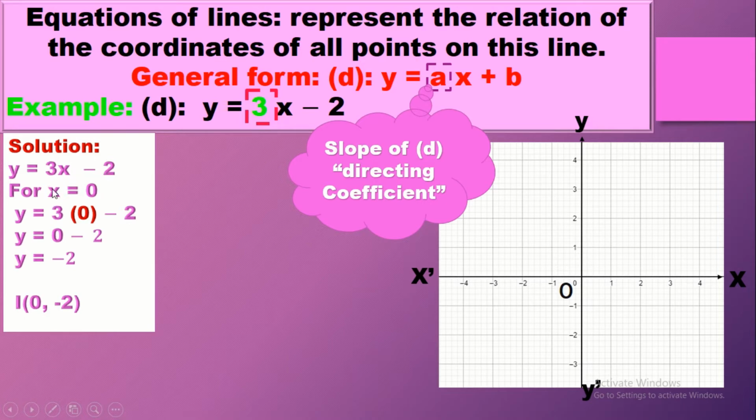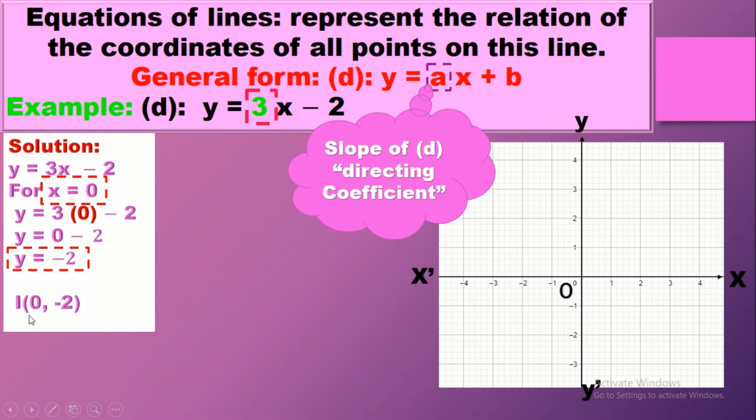For example, for x equal 0, y equals what? 3 times 0 minus 2. Now we multiply them. 3 times 0 is 0, minus 2 we copy it. 0, it does not affect neither in minus nor in plus. So y equals minus 2. What are the coordinates of this point right now? 0, minus 2. Sure, we start by x, then y.